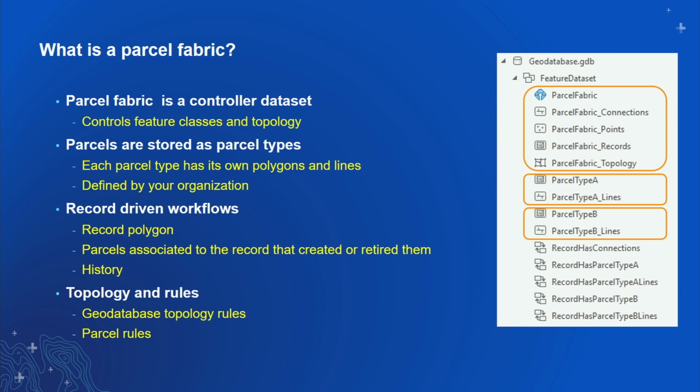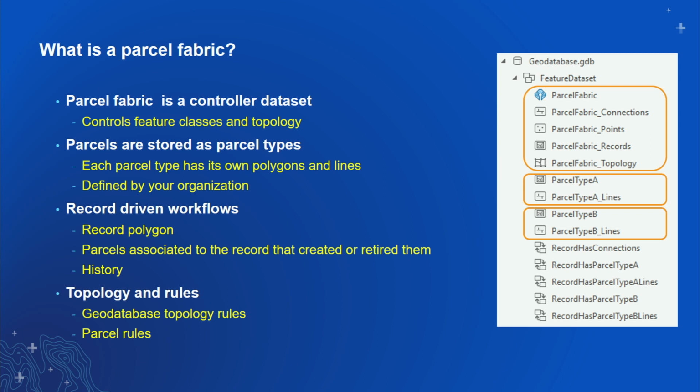Parcels are now stored and added to the Parcel Fabric as separate parcel types. Each time you create a parcel type, it creates a polygon and a line feature class. You can create as many parcel types as you need for your organization. So it's you that decide and define your parcel types. As you can see on the right there, we've got two parcel types, parcel type A and parcel type B. Every time we create a parcel type, a separate polygon and line feature class is added. This will make map configuration, display and management of these parcel types much easier than it was in ArcMap, because they now have their separate schema for each parcel type.